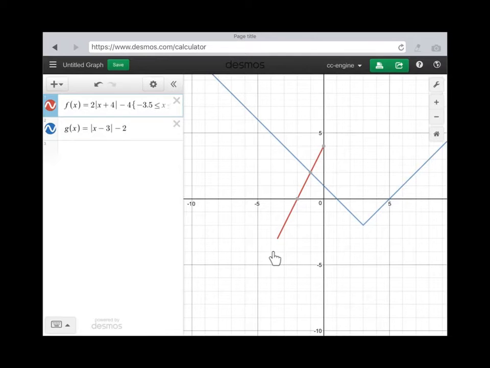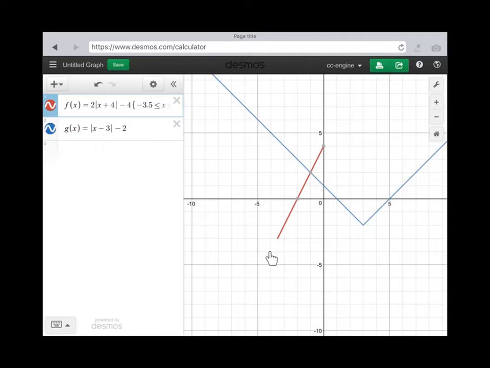Well, why is that? Well, it's because I still left my restrictions the same. I still stopped it at -3, so there's no more line that goes down here and continues on. So if that's what's happening to you, you have to remember to manipulate your restrictions as well. So that's what I need to do.